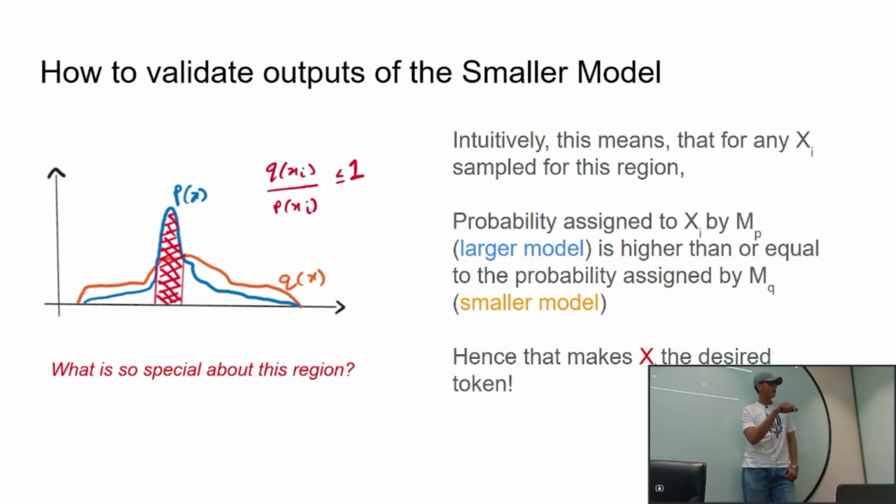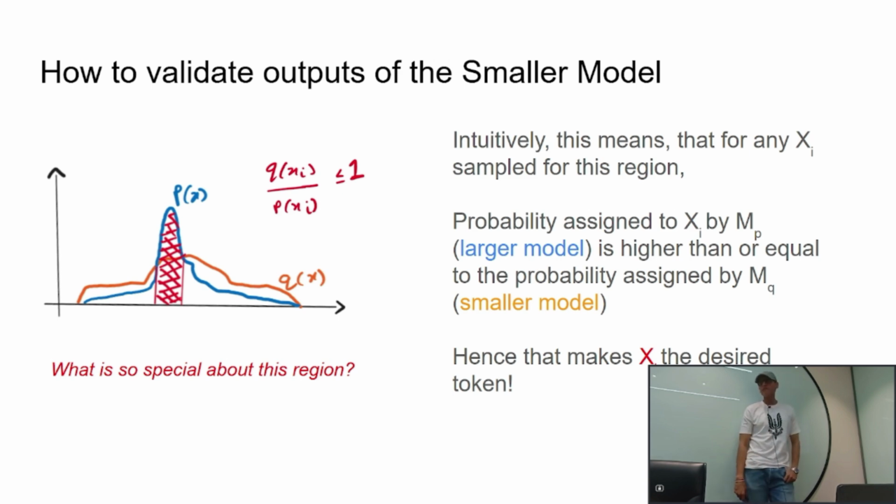The equation doesn't really encompass the region. The equation is for the condition in which you have to accept the token. So if the small model predicts a token xi, then in order to validate whether xi is a valid token or not, you would take the probability assigned to xi by the small model divided by the probability assigned to xi by the larger model, and you will see if that is less than or equal to 1, and that means that is the best output.